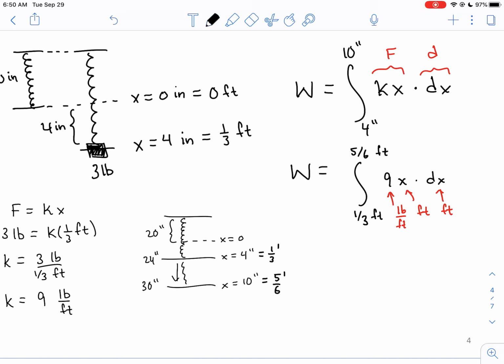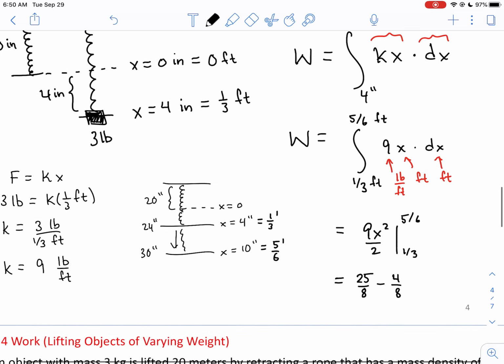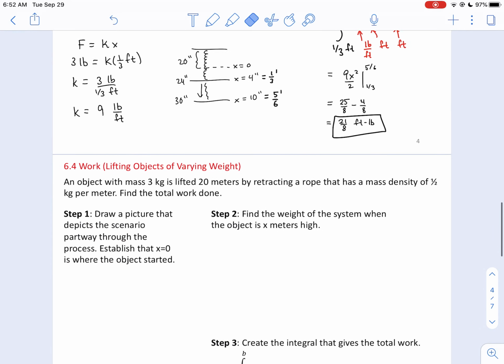All right, this one's a very easy integral to complete. We get 9x squared over 2. And we evaluate from 1/3 to 5/6, and 25/8 minus a half, which is the same thing as 4/8. And so we're going to get a total of 21/8, and this unit will be foot-pounds. Okay, let's go to the next idea.